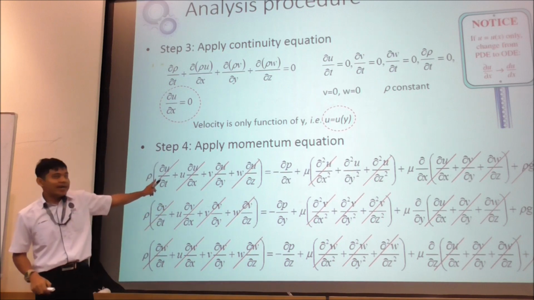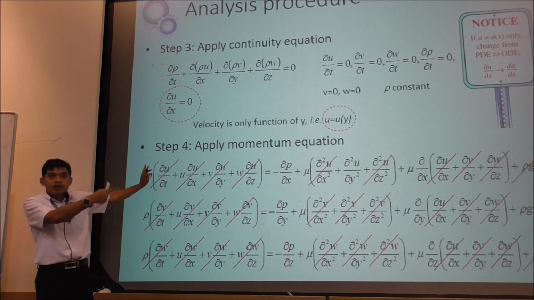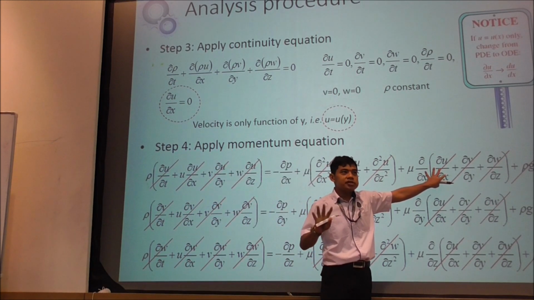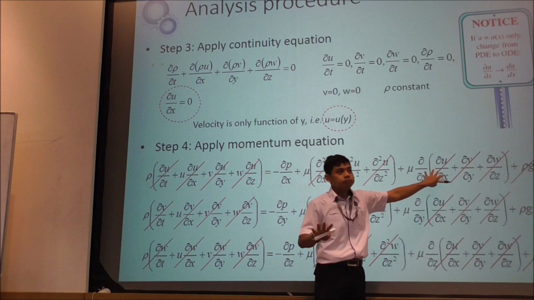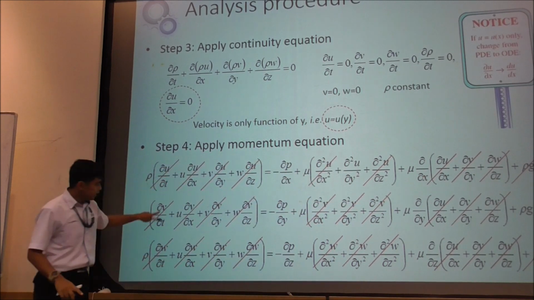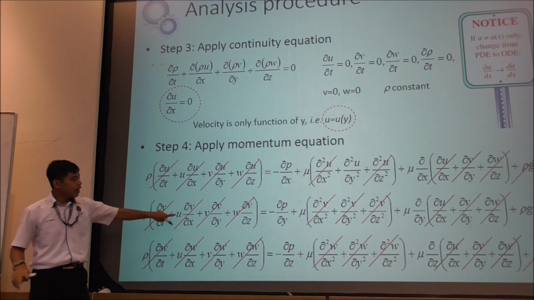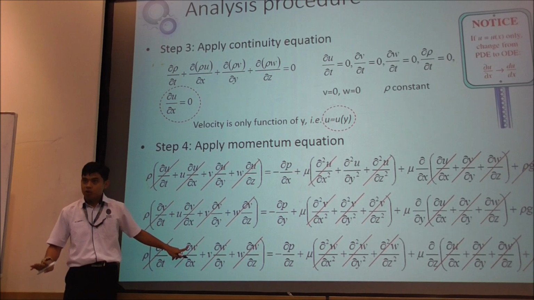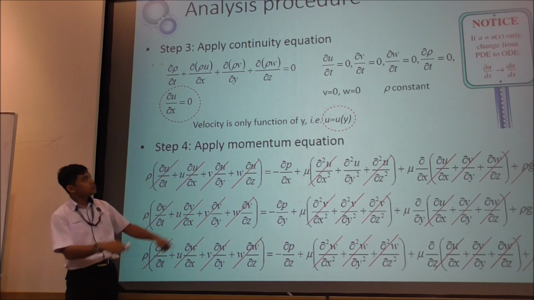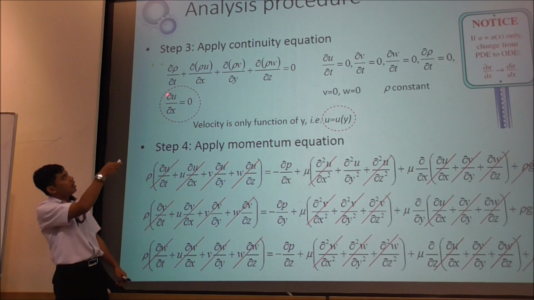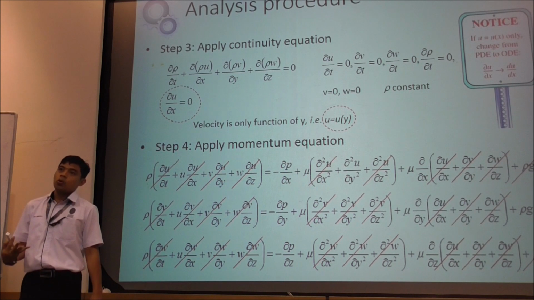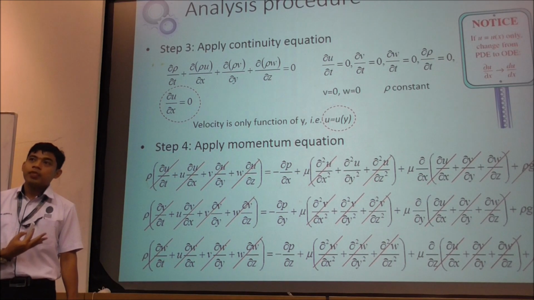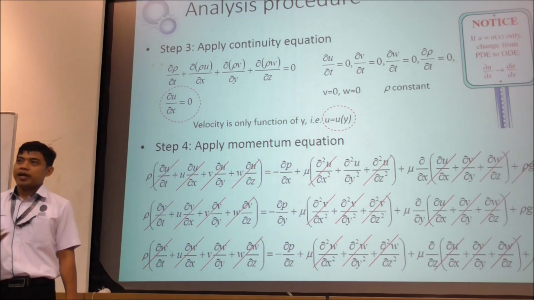Because if you look at how I cancel the term, it's exactly the same. I cancel this one because we are talking about steady incompressible flow, right? I cancel this because it is steady flow. I cancel phi because phi is 0. I cancel w because w is 0. I cancel du dx because from my continuity equation, I found that du dx is equal to 0, which means u is not a function of x. It's only a function of y. Any question?